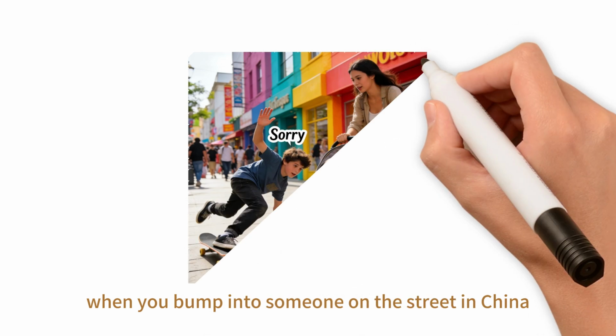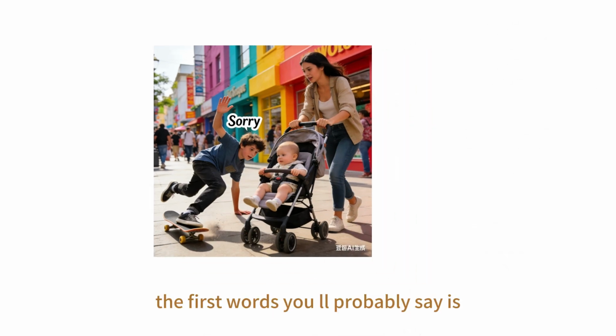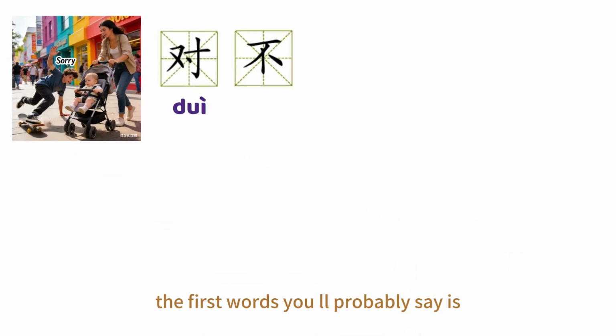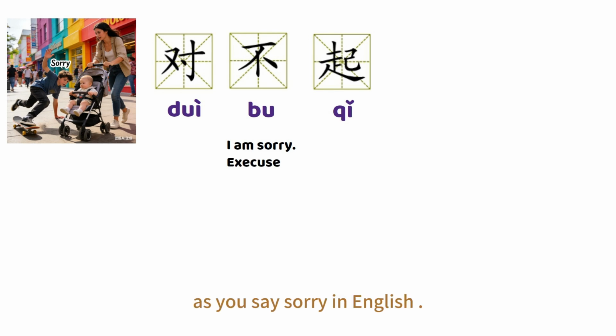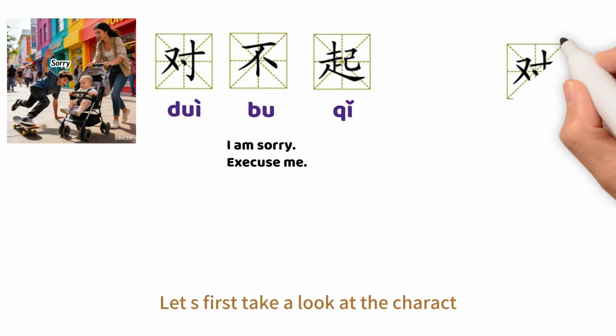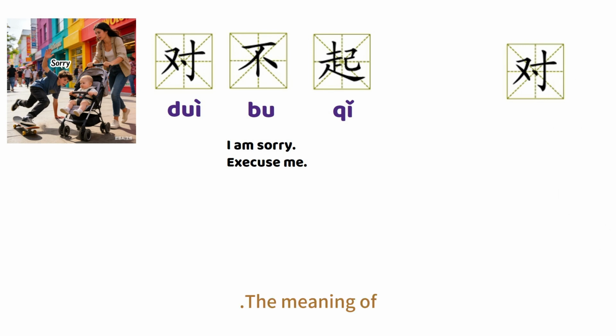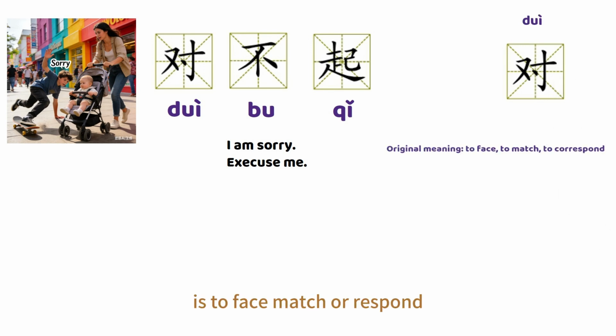Guys, when you bump into someone on the street in China, the first words you'll probably say is 对不起 as you say sorry in English. Let's first take a look at the character 对. The meaning of 对 is to face, match, or respond.